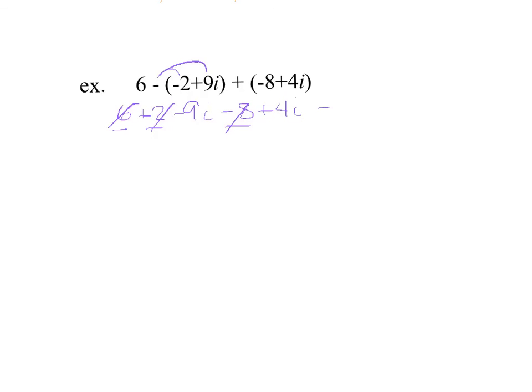That's kind of weird, but it did. And so then for my i's, I have negative 9i and plus 4i gives me negative 5i. It's not always going to happen that they cancel out. Sometimes they don't cancel out, so you get 2 plus 5i or something like that.